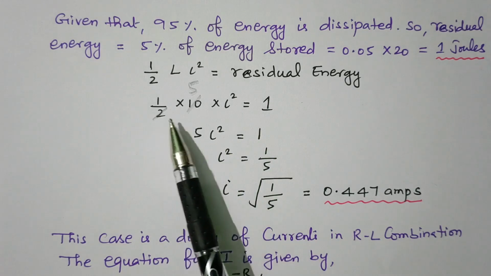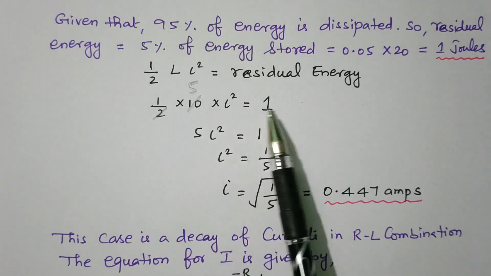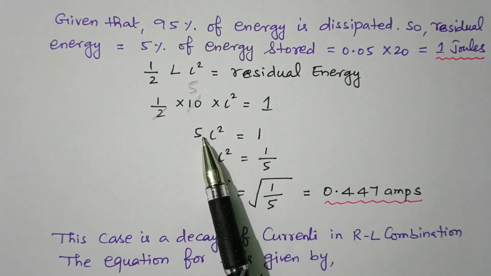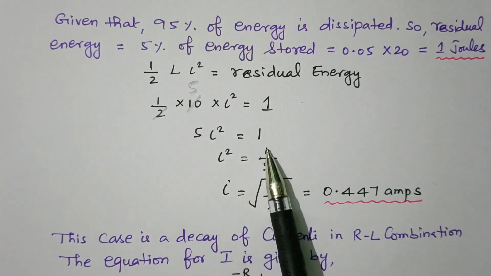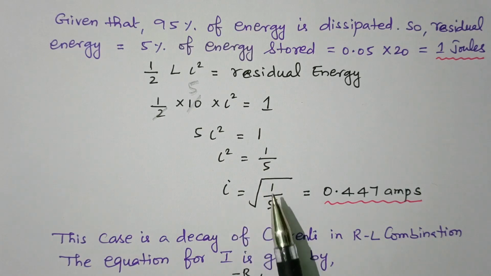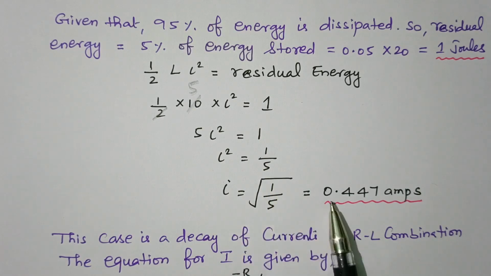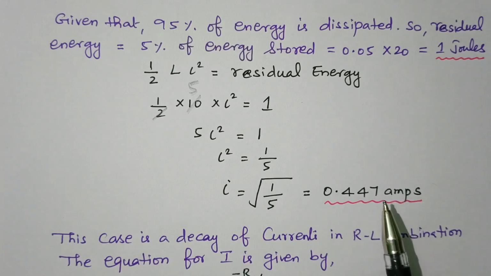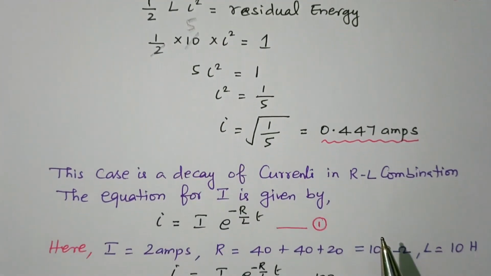So 1 by 2 into 10 into I square equals 1. So this goes 2 times. So 5 I square equals 1, I square equals 1 divided by 5, I equals the square root of 1 divided by 5, which is 0.447 ampere. Finally, we need to find the time taken. What is the time taken to reach 95%? Now we calculated the current. Now we'll see the next thing.